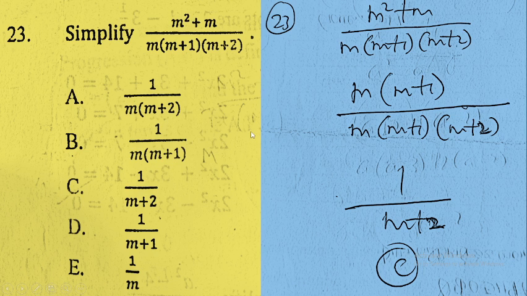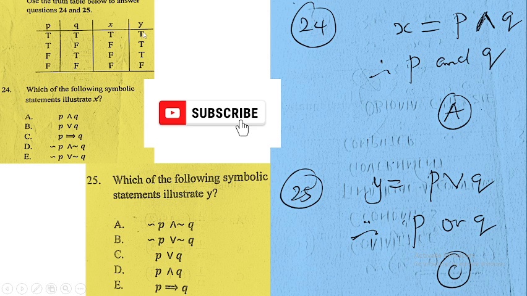Let's move to question number 24, which is on proposition. The proposition is where they pick question number 24 and question number 25 from. And you have to use the truth table below to answer question number 24 and question number 25.